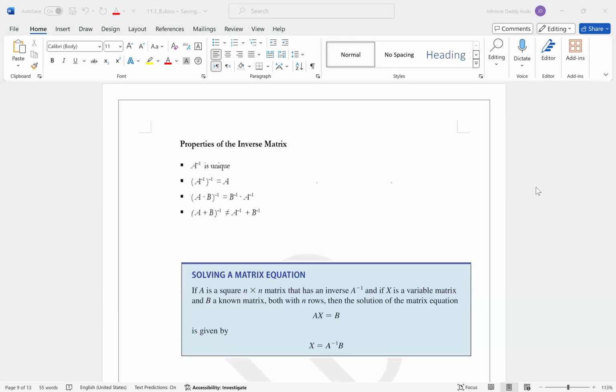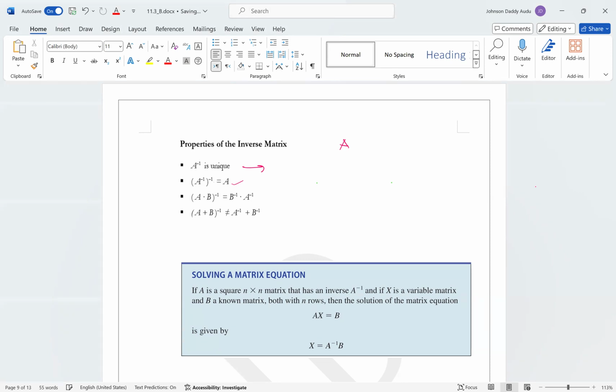All right, so before we move to something else, here are some properties that are very important. We said that the A inverse is always unique. So if you have a matrix A and you find the inverse, there will be only one. So it's impossible for you to have a matrix that has two inverses. If you take the inverse of the inverse, it's just going to give you the same A.